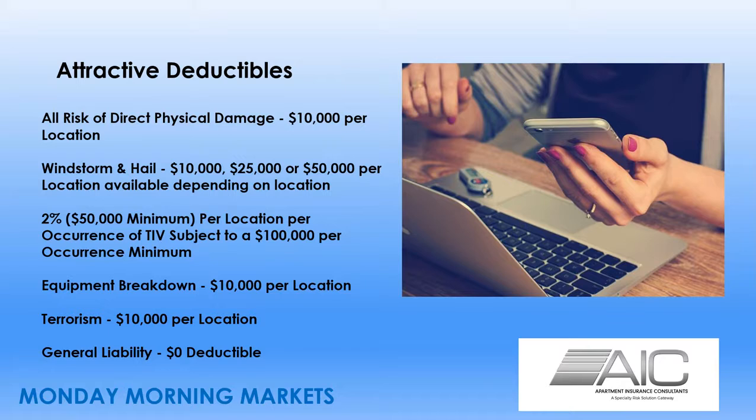Okay. Equipment breakdown has a $10,000 deductible. Terrorism has a $10,000 deductible. Liability, none of our liability coverages have any kind of deductibles, which is a big thing to a lot of carriers. Oh, I can see why it would be.